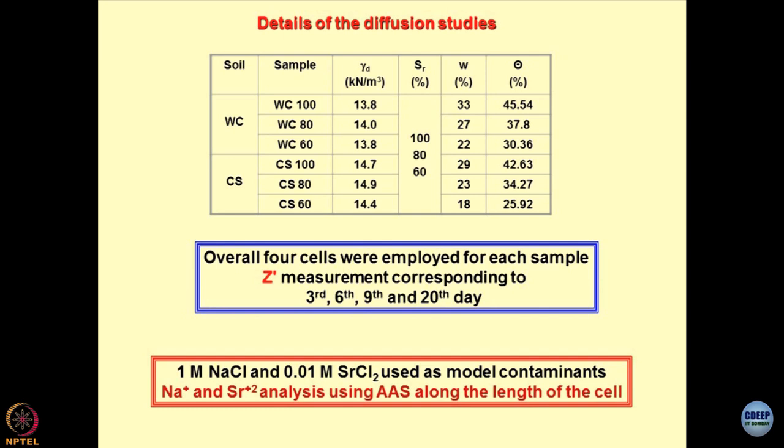contaminant front. So, we have created 1 molar sodium chloride solution and 0.01 molar strontium chloride solution, because these contaminants are normally present in most of the sludges coming out of industry. And then you can analyze the sodium concentration and strontium concentration by using ICP or atomic absorption. So, this is a classical way of doing this.